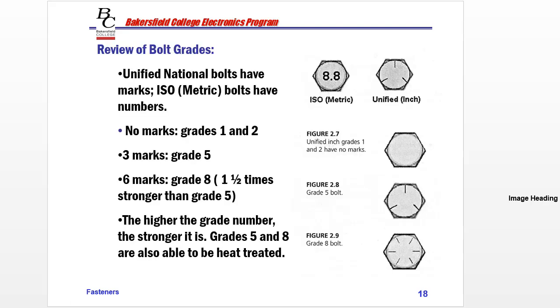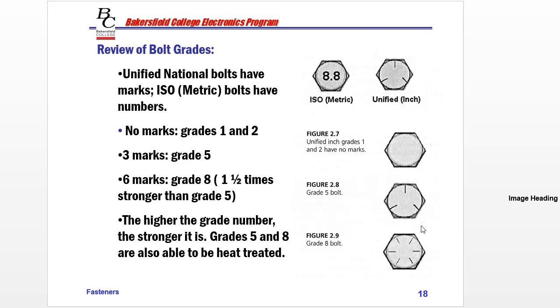This slide talks about bolt grades. And grades refer to the strength of the actual material. So for Unified in the US, we actually have marks on them. You can see this has 3 marks, this has many more than 3, actually 6 marks, and so on. If there are no marks, we have grade 1 or grade 2. They won't have any marks.